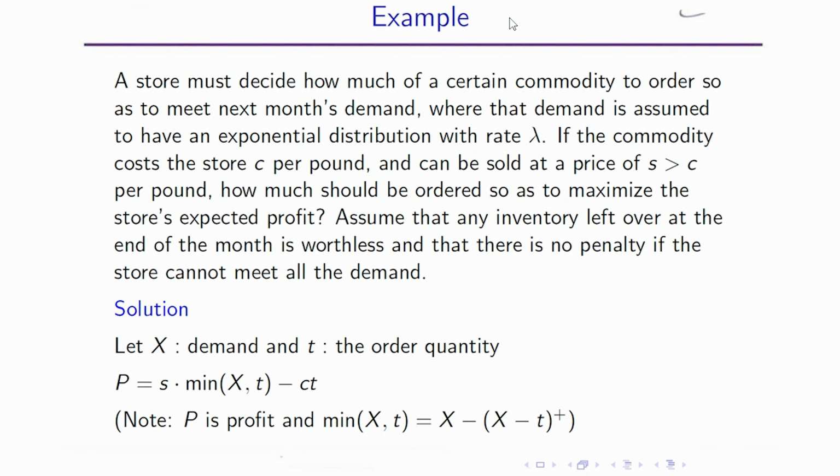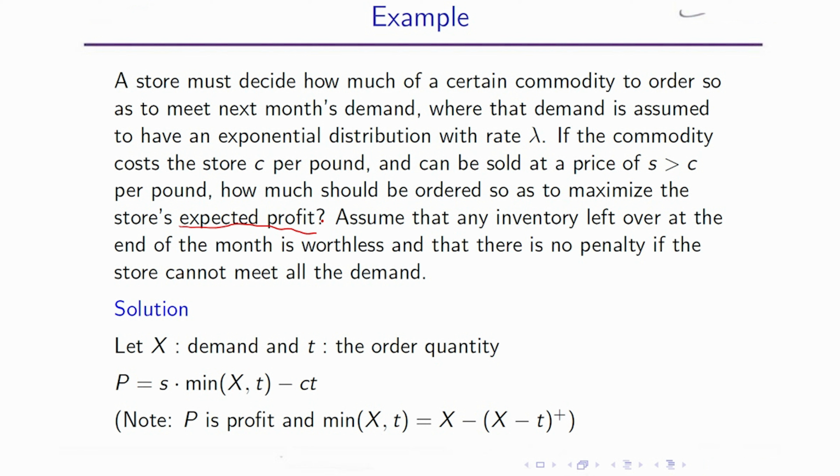Another example: a store must decide how much of a certain commodity to order so as to meet next month's demand, where that demand is assumed to have an exponential distribution with rate lambda. If the commodity costs the store C per pound and it can be sold at a price of S greater than C per pound, how much should be ordered so as to maximize the store's expected profit?